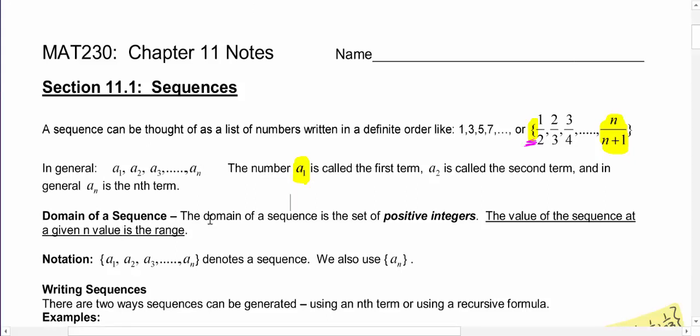The domain of a sequence is the set of all positive integers, meaning, for example, n equals 1, 2, 3, 4. The value of the sequence at a given n value is the range. So 1/2 is the range, 2/3 is part of the range, 3/4 is part of the range, etc.